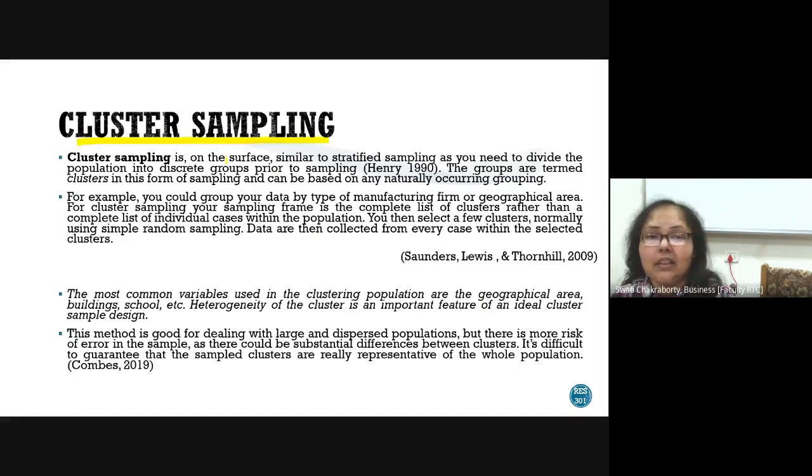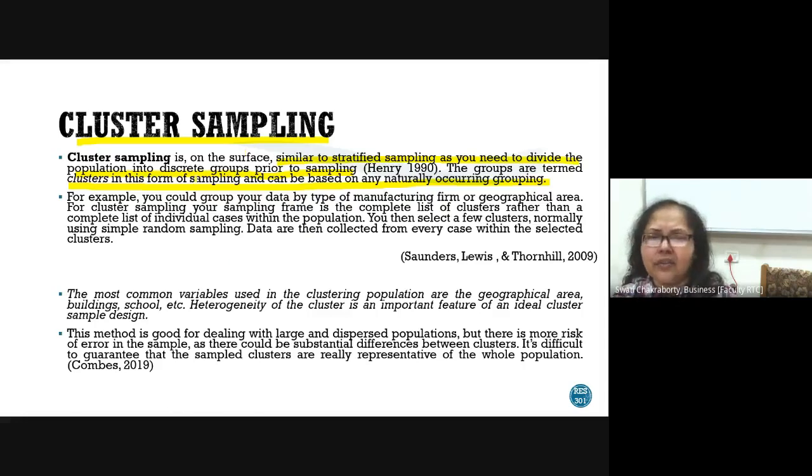Cluster sampling. What is it? It's similar to stratified sampling. Why? You need to divide the population into discrete groups prior to sampling, right? The groups are termed clusters in this form of sampling and can be based on any naturally occurring group. For example, you could group your data by the type of manufacturing firm or geographical area.